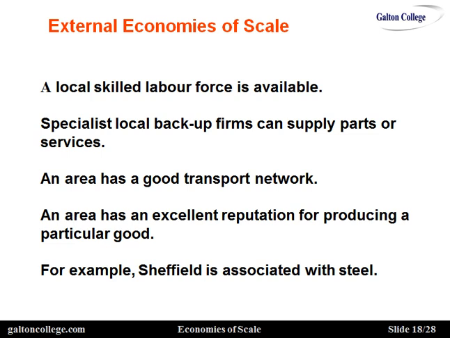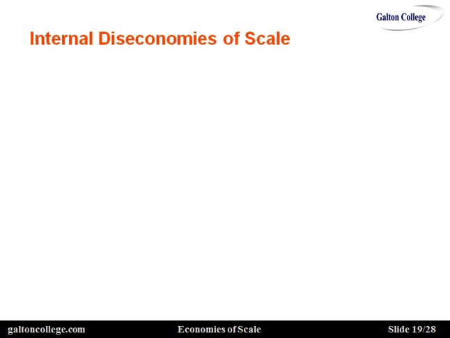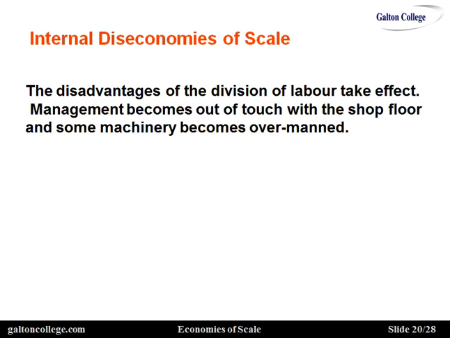Now there are internal diseconomies of scale. It means that the business is getting too big and there may be issues about costs increasing because the company is getting too big and too unwieldy, too difficult to control. The disadvantages of the division of labour take place when we have diseconomies of scale. Management becomes out of touch with the shop floor and some machinery becomes overmanned.